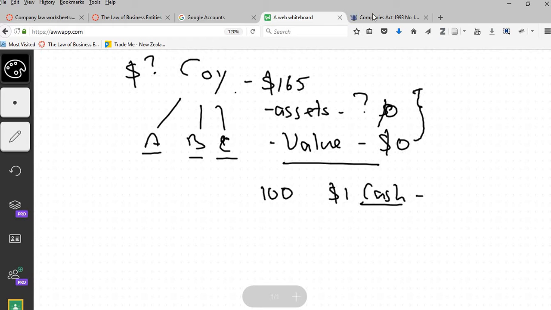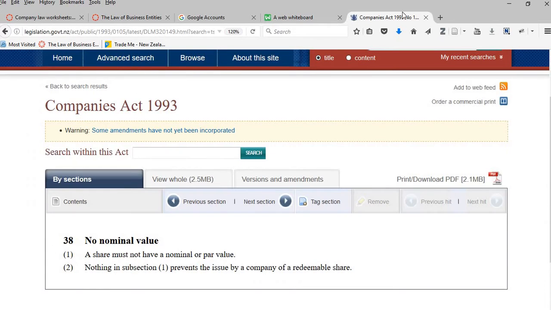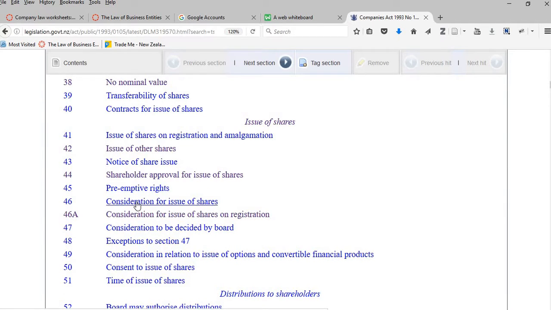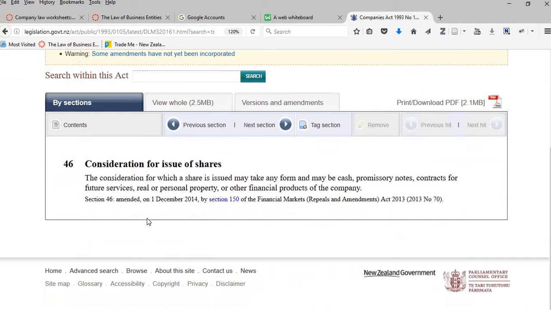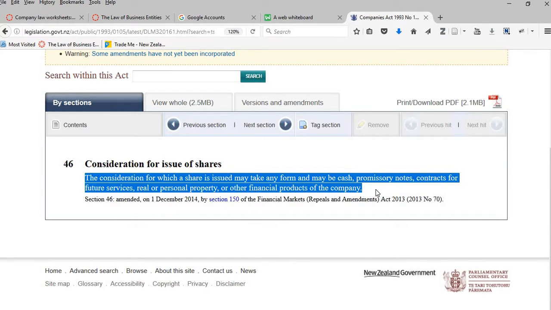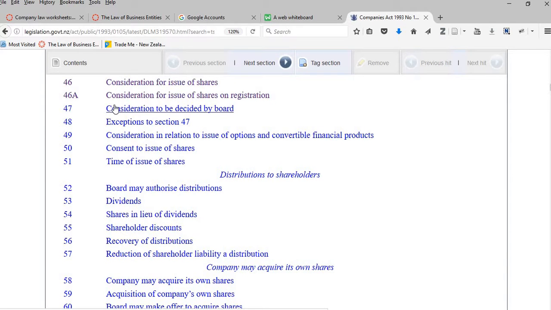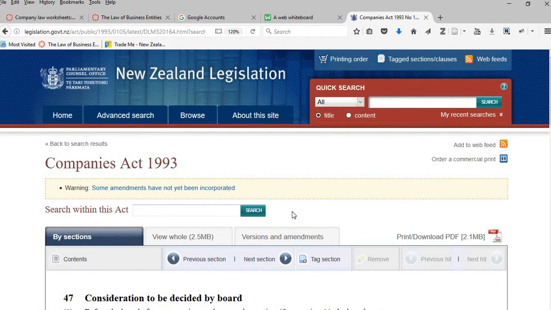Now, going back to our Companies Act and our sections here, this valuation comes in section 46, and we have to determine the consideration. It must be cash, promissory notes, contracts, anything we'll accept as consideration. So we can issue shares in exchange for money. It could be for a future services contract, it could be for intellectual property, it could be for a truck or a bulldozer or a digger. It doesn't really matter as long as it's real consideration, consideration being payment.